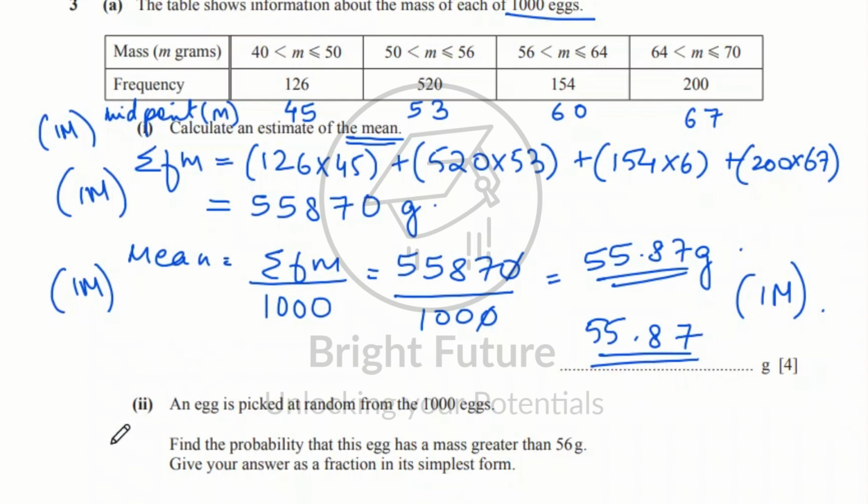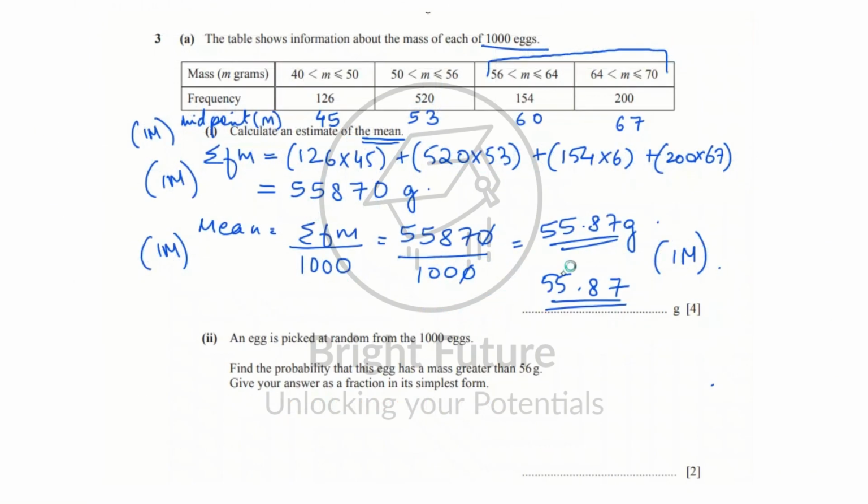And the next question states, an egg is picked at random from the 1000 eggs. Find the probability that this egg has a mass greater than 56 grams. Give your answer as a fraction in the simplest form. So now over here, the mass has to be greater than 56. Greater than 56 means this part. So in this part, this area 154 plus 200 gives us 354 eggs. So 354 eggs have mass greater than 56 grams.